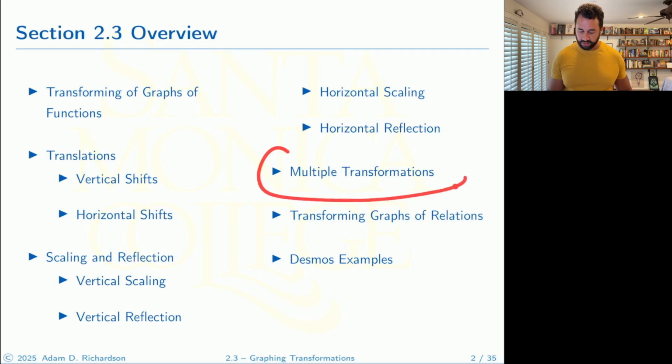Then we're going to talk about multiple transformations because you can do a whole bunch of these things, right? Multiple transformations. Then we'll talk about transforming graphs of relations. Not every graph is a function, right? Not every graph represents a function. And then we'll finish with some Desmos examples. I won't do all the examples, but there's a bunch more on that Desmos page that you can mess with on your own just to give you some more intuition.